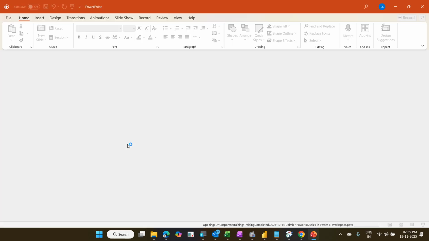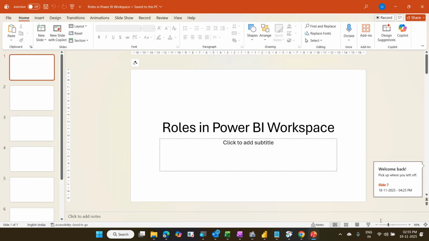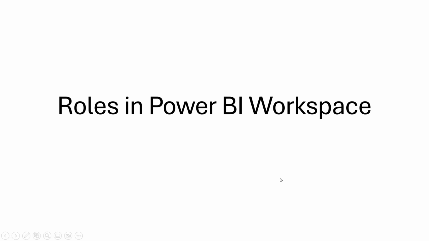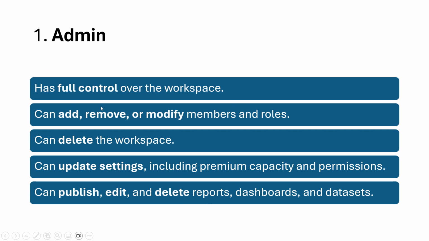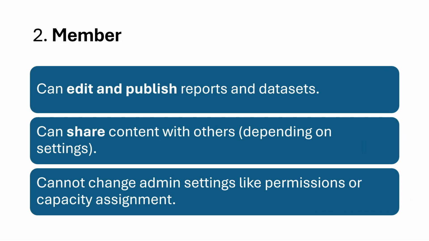Let me explain a small thing about the roles of workspaces. Admin, member, contributor, viewer. If you are giving admin permission, he has full control. He can add, he can remove, he can modify the members, he can delete the workspace, he can update the workspace, he can do anything in the workspace if he is an administrator. Second, a member can edit and publish the report and share the content with others, but cannot change the admin settings like permissions and adding a new user. They are just a member.